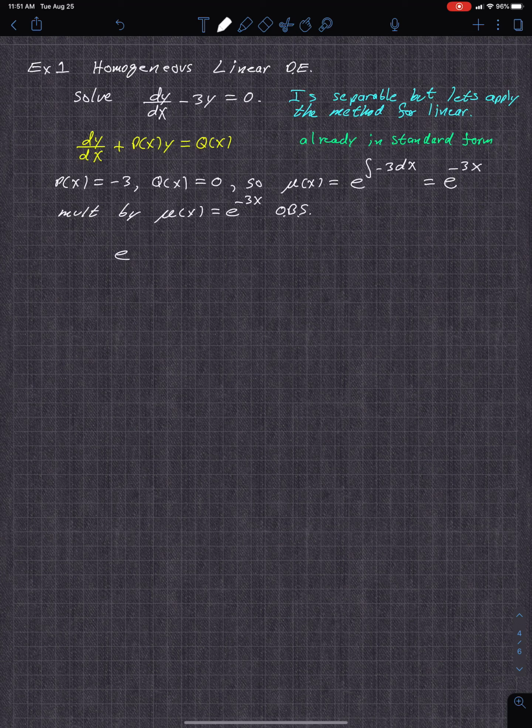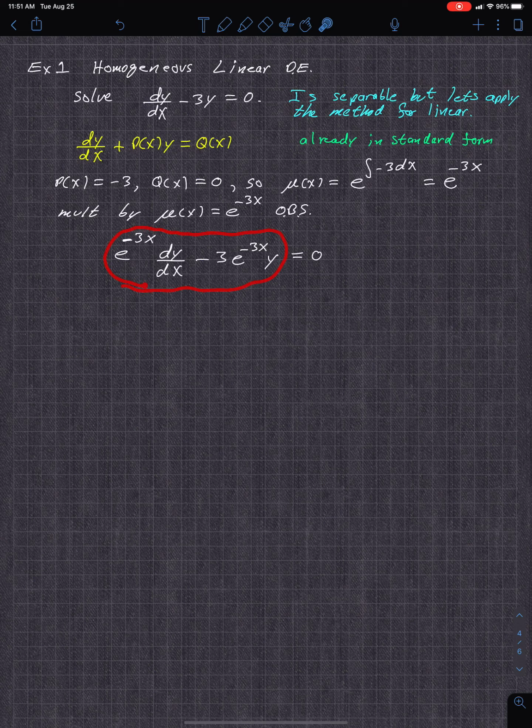So you get, and I suggest you show all these steps. You don't have to write everything out like I am, but you need to show these steps so you can start building the form in your mind. e to the -3x dy/dx minus 3 e to the -3x y. I'll highlight it in a second. Equal, and then you multiply on the right-hand side, but it's just 0. So it's equal to 0. This is the part you don't have to show. This is the right form.